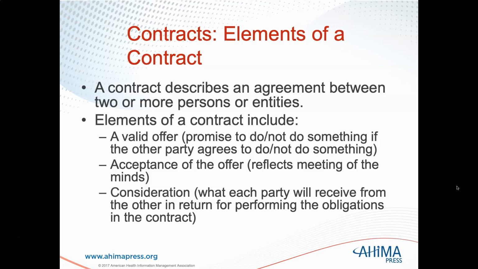So you have the valid offer, that's a promise to do or not do something, and the other party agrees to do or not do something. Then you have acceptance, which means, okay, they agree this is what we're going to do. There's clear acceptance, which is typically signing the contract. That's the acceptance. If you sign it, that's it.